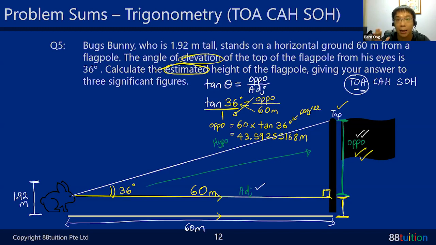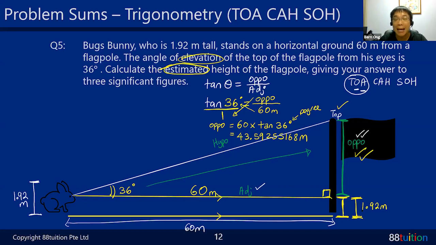So in a way, the question is trying to say that the height of the bunny and the eyes where the bunny is looking from are the same, which is 1.92. Can you see or not? The height of the bunny and the place that its eye is looking up from is the same at 1.92. That's why the question says it's the estimated height. Because yes, you can argue that this portion is different, the bunny got longer ears, then you can say that also.